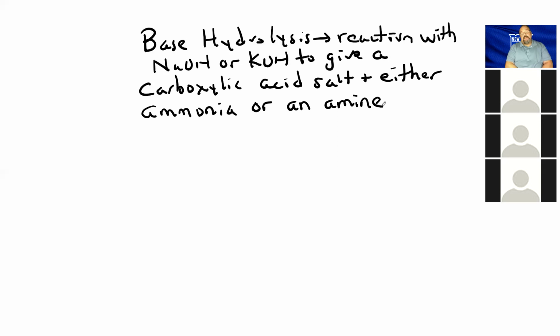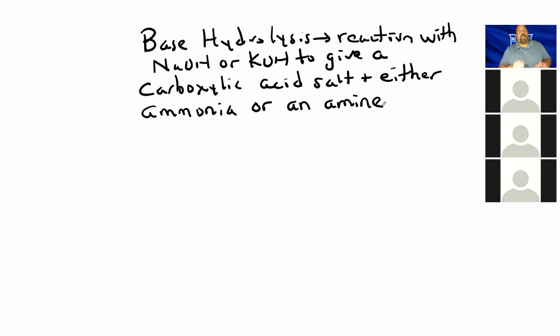So essentially in this case, the two products are going to be different from what we saw in acid hydrolysis. As we just saw, the acid hydrolysis products are carboxylic acid and either an ammonium or an amine salt. Here it's sort of like flip-flops. Now you get a carboxylic acid salt, and the other product is either going to be ammonia or an amine.